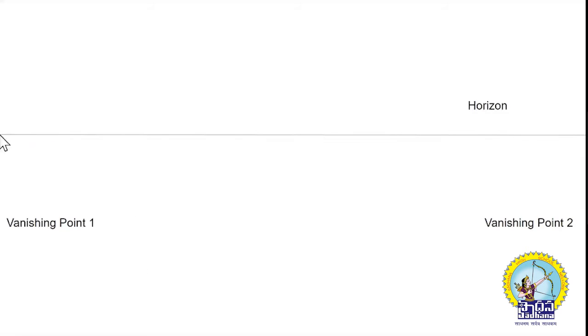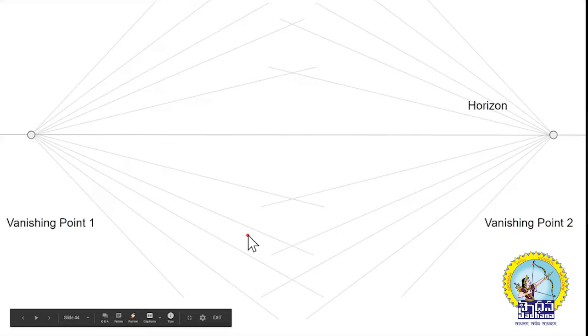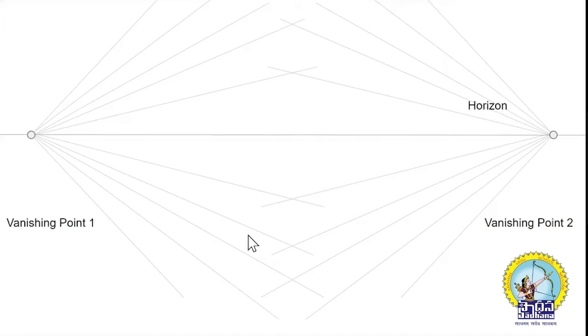All right, so I have my horizon line, but instead of one, I have 2 vanishing points, and that is where 2-point perspective comes in. Now, in 1-point perspective, we were looking straight ahead at a wall, where everything was vanishing into 1 point. But now, with 2-point perspective, obviously there'll be 2 vanishing points. And usually this happens when you're looking straight at a corner.